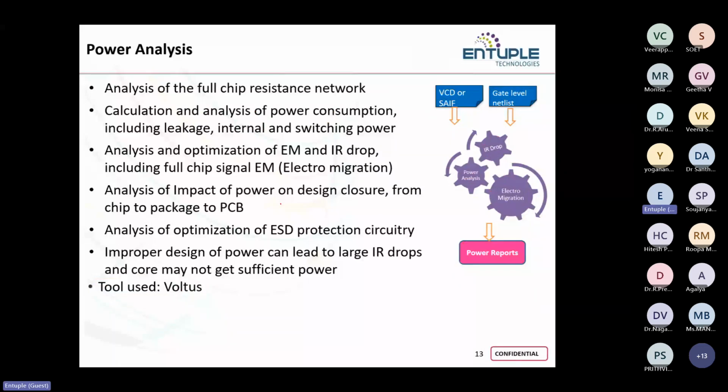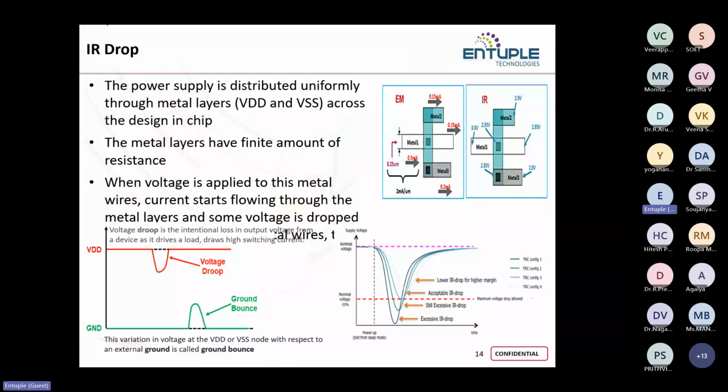Now we'll come to IR drop analysis. IR drop is basically when the power supply is distributed uniformly throughout the metal layers like VDD and VSS. In your chip area, metal layers obviously have a certain amount of resistance, and because of that you will get the drop, IR drop. This voltage is applied to the metal wires, which are interconnections, and the current starts flowing through the metal layers and some voltage is dropped in the internal wires also.